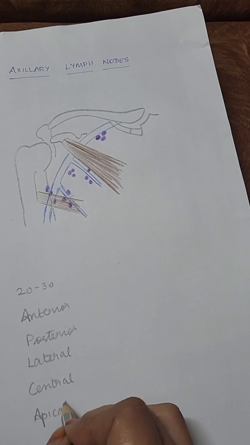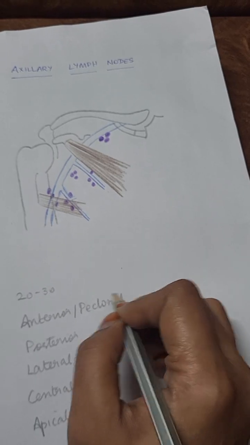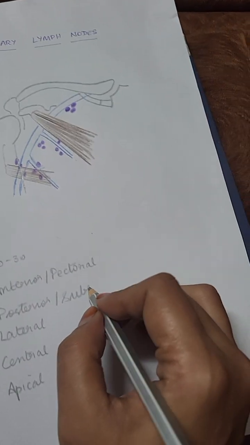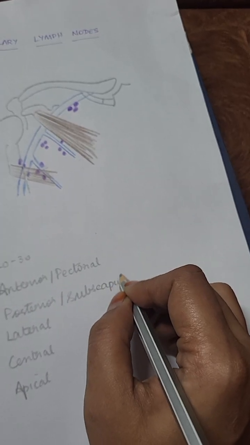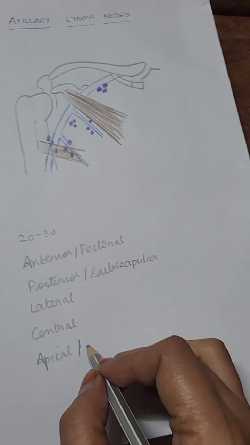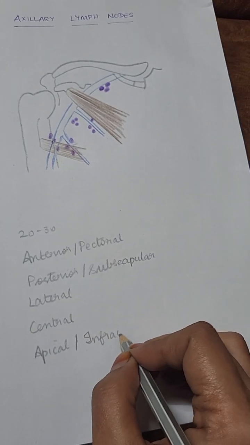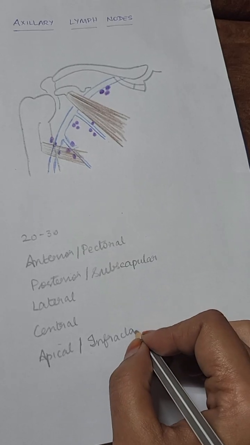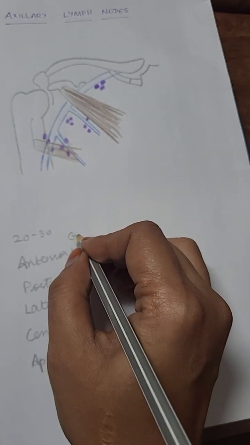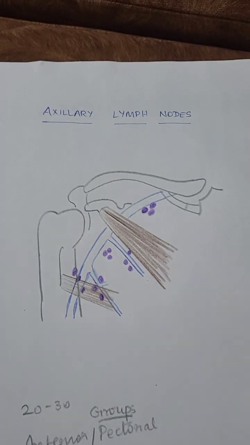So in this, anterior group is otherwise called pectoral group, posterior group is otherwise called subscapular group, and apical group is otherwise called infraclavicular group. So these are the groups of axillary lymph nodes. Now let's see what they are.